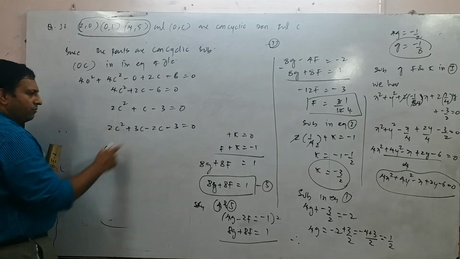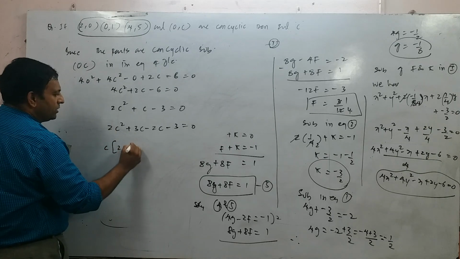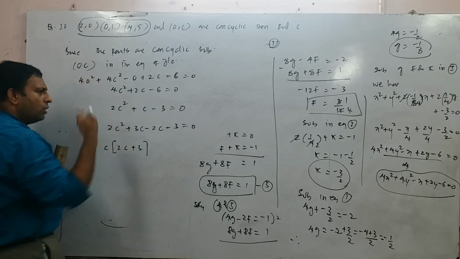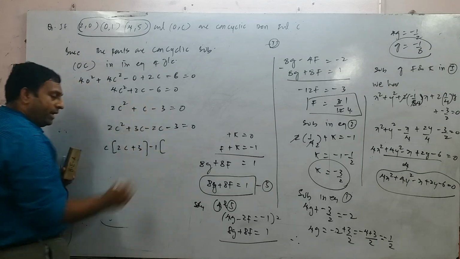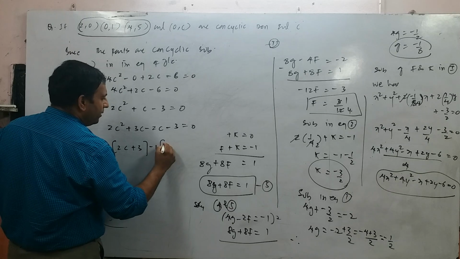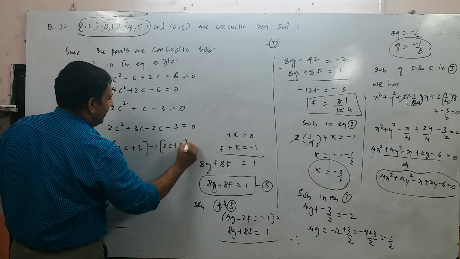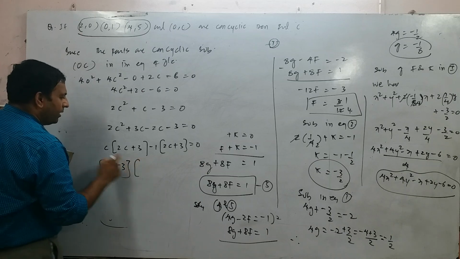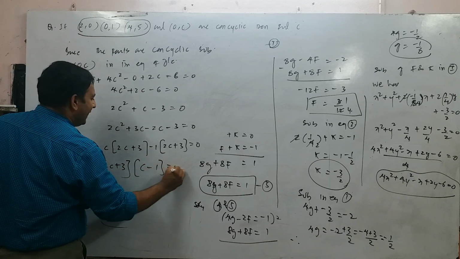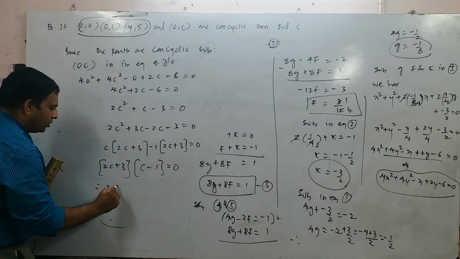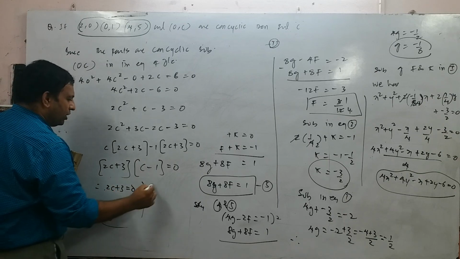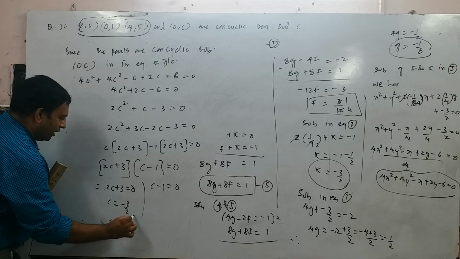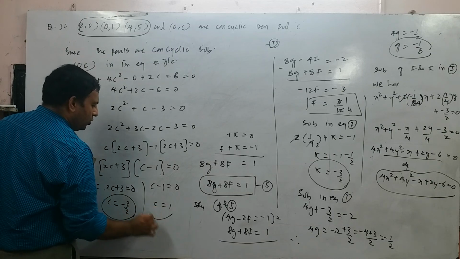Take c common. When you take c common, you have 2c plus 3. Now here, when nothing is common, either you should take 1 common or minus 1 common. I will take minus 1 common. When I take minus 1 common, you have 2c plus 3. 2c plus 3 is again common into c minus 1 is equal to 0. Therefore, 2c plus 3 is equal to 0 or c minus 1 is equal to 0. c is equal to minus 3 by 2 or c is equal to 1.